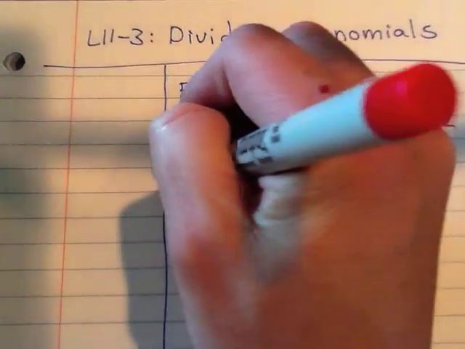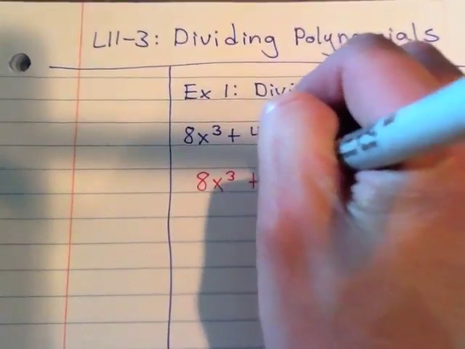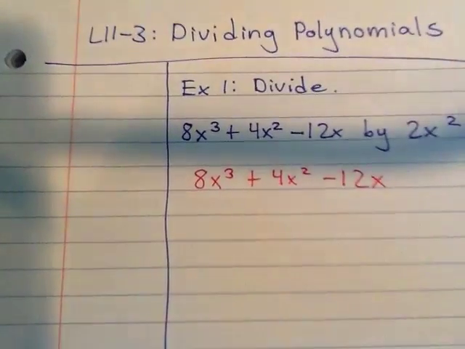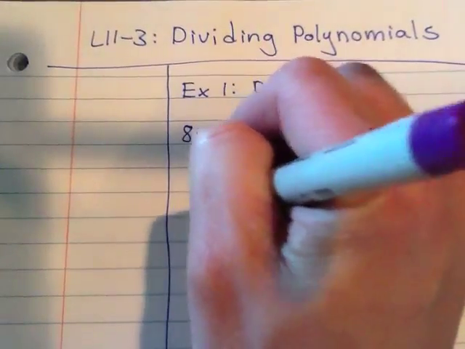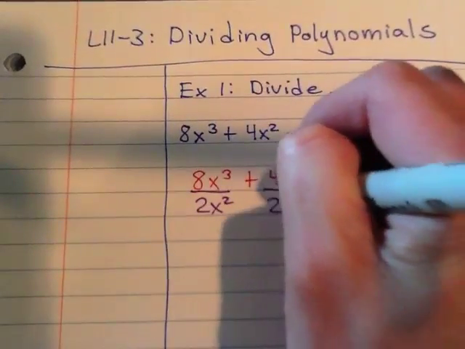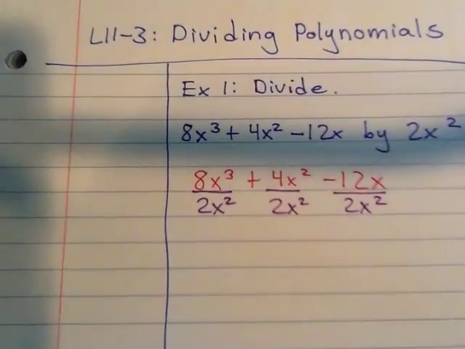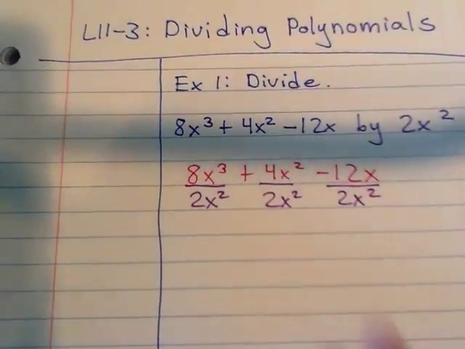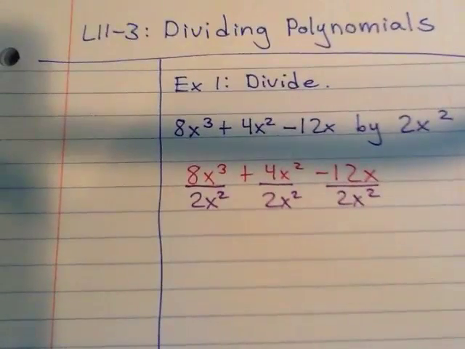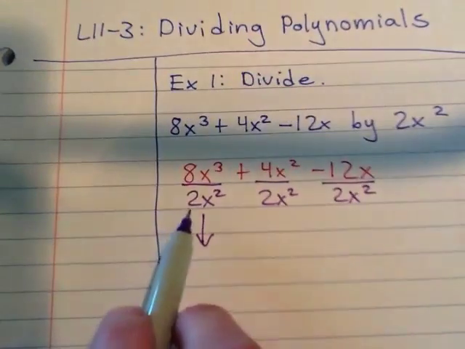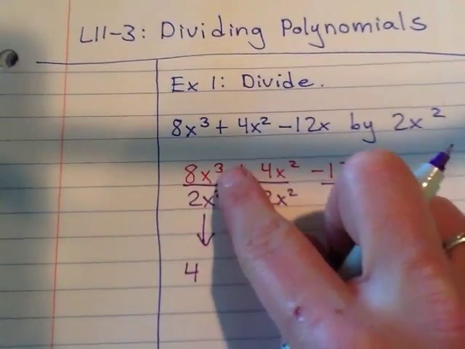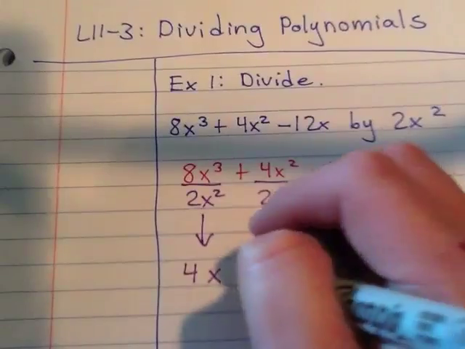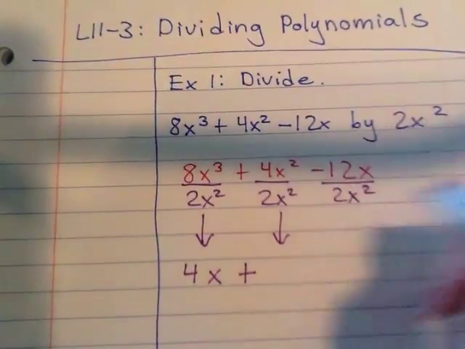So I have my original 8x cubed plus 4x squared subtracting 12x. And then I'm going to divide each of those individually by 2x squared. And then you're just going to simplify each monomial fraction here as much as you can. So from here, you just want to look at 2 goes into 8 4 times. You have 3 x's here, 2 x's here, so you're going to have 1 x left at the top. Bring down your addition sign, then you're looking at the next term.